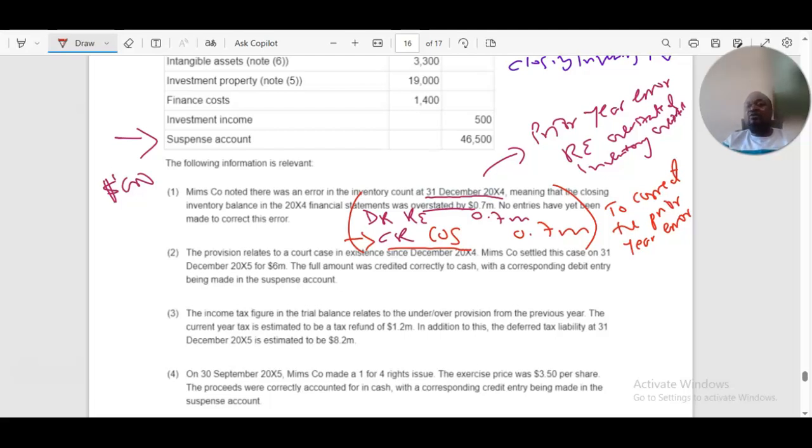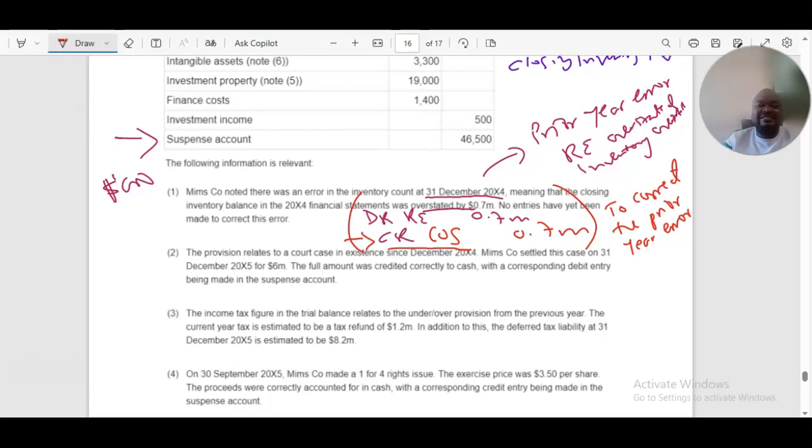Then also the cost of sales. Initially, the cost of sales was debited inappropriately, because by debiting the cost of sales, we are saying the cost of sales were increased initially, which was wrong. Why? Because when we overstated the inventory, we reduced the cost of sales. So to correct that, we need to remove that extra cost by crediting the cost of sales. If I'm not clear, no more questions on that.